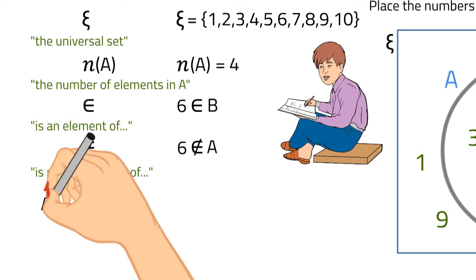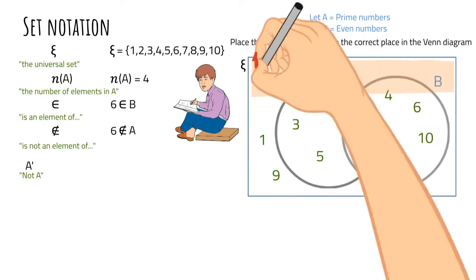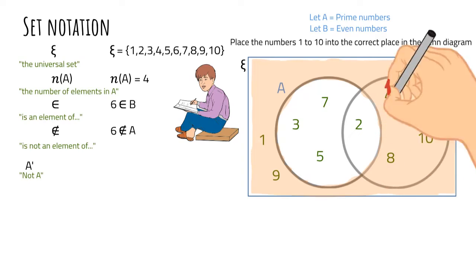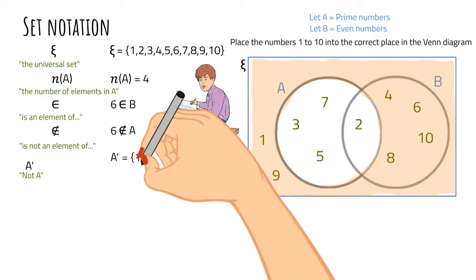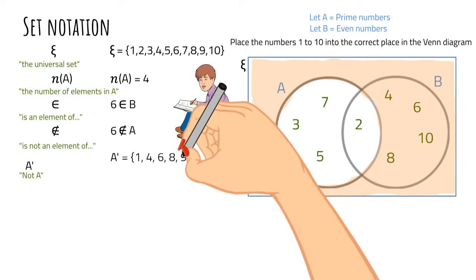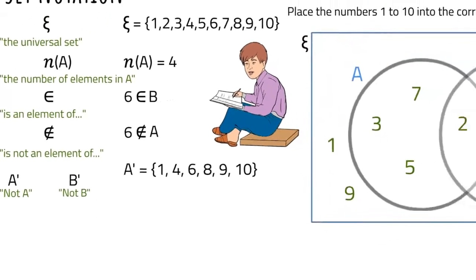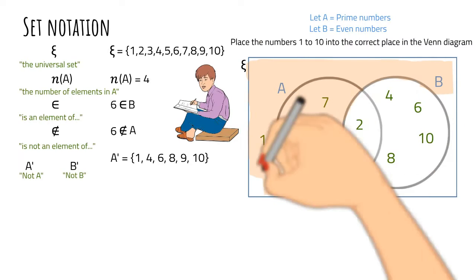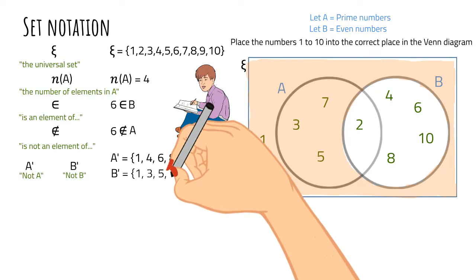This symbol, A dash, means not A, which is all of the highlighted region. And we would write this as a set. So we would put all the numbers that we have in that highlighted region in a bracket, just like we did with the universal set. B dash means not B. So if I want to list that set, I would identify all the region that isn't B, so the highlighted region, and then list it in brackets.